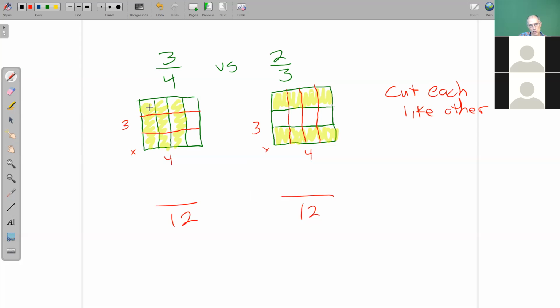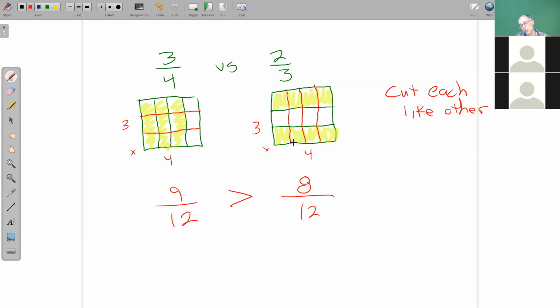And then here I have what, 3, 6, 9 of those 12ths. And here I have 4 and 4, I have 8 of the 12. So, oh yeah, the 3/4 is a little bit bigger. So I can say like that right there, 9/12. Sorry, 3/4 is a little bit bigger than 2/3 because 9/12 is bigger than 8/12.